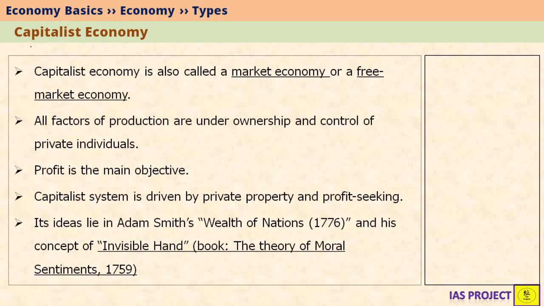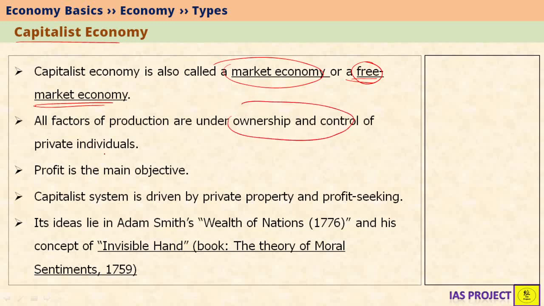Let's talk about capitalist economy first. Capitalist economy is also called market economy or free market economy. Free market economy simply means participants in the market have free decision making powers. Hence the word free. In the capitalist economy, all factors of production are under the ownership as well as control of private individuals. So in a perfect capitalist economy, private individuals own and control all the assets in the economy.